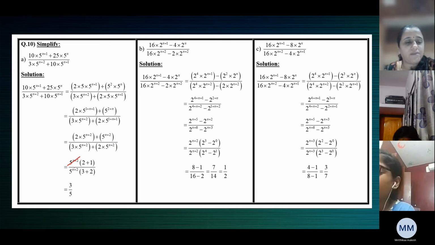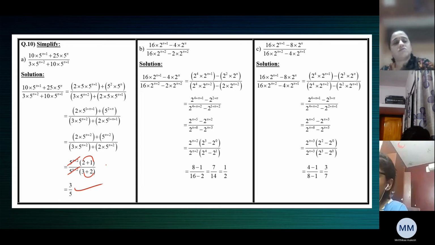So 5 to the power n plus 2 gets cancelled. 2 plus 1 is 3, 3 plus 2 is 5. So 3 by 5. The value of this expression is 3 by 5.